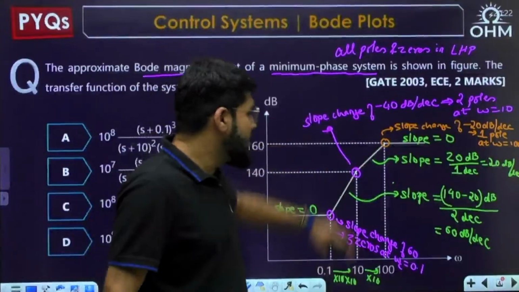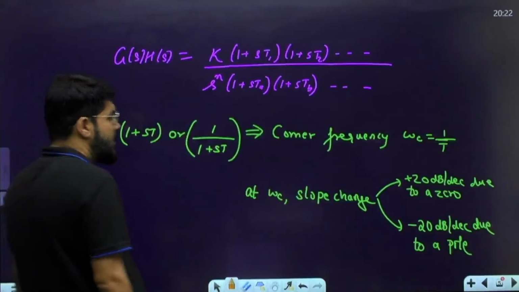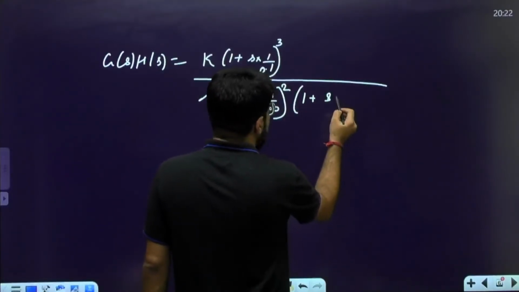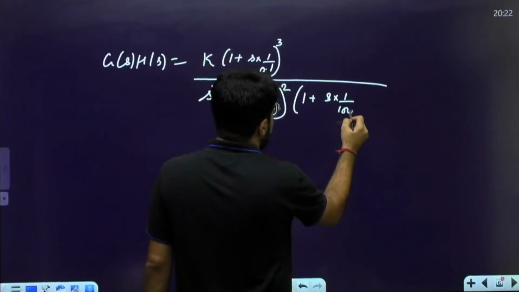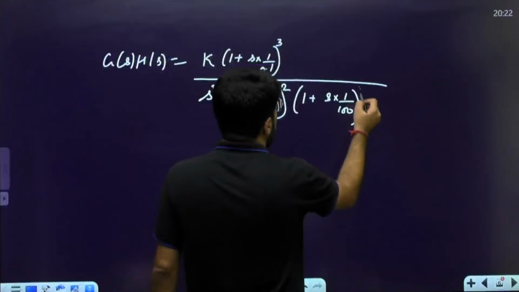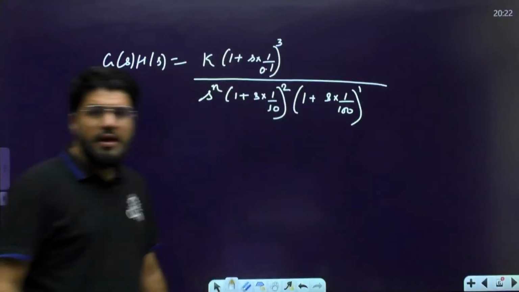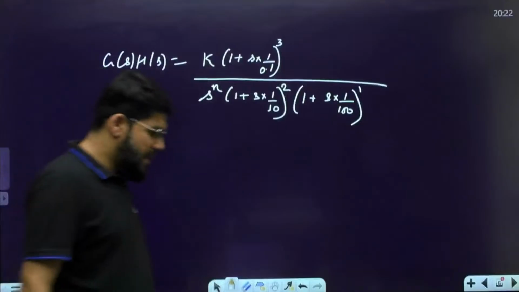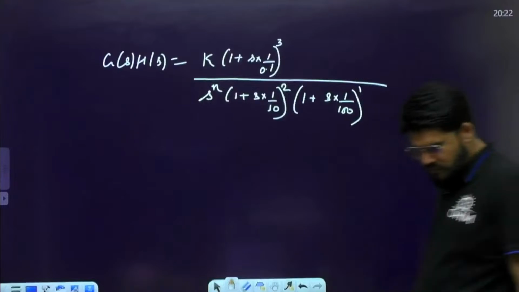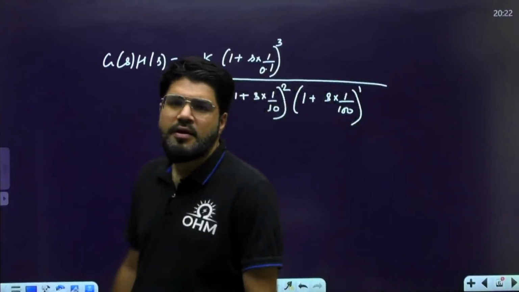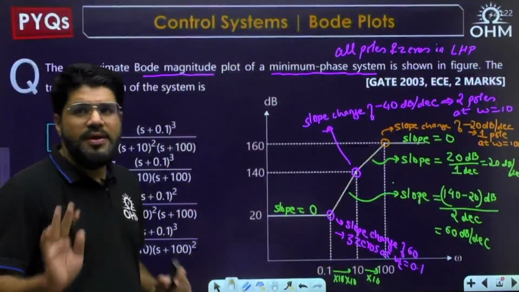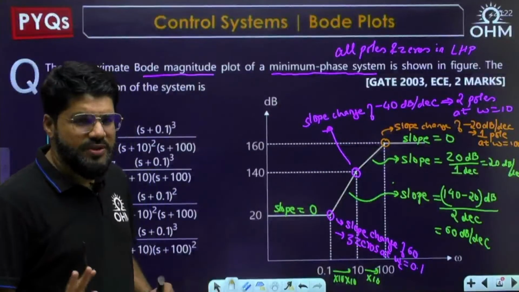Everything I'm writing within the plot also, so that later on you can refer to the data. So there is one more pole, 1 plus s tau. What is tau? 1 upon corner frequency. What is the corner frequency? 100. So 1 plus s by 100, power 1. Now, after that, there is no more slope change. So I have calculated how many poles and zeros are there, step by step. First question it is.